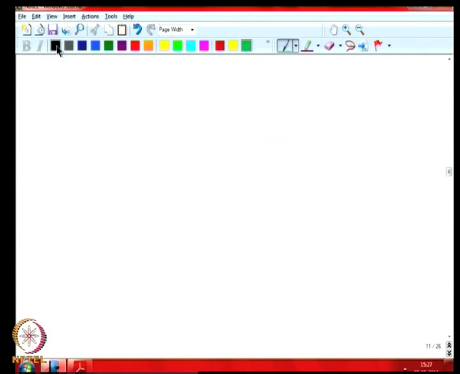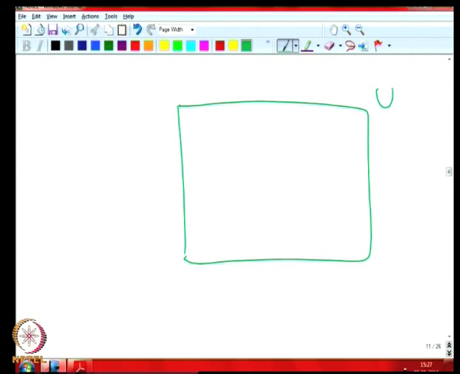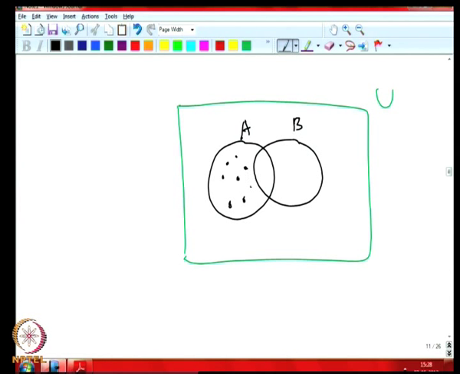I will draw a picture and illustrate it. Let this be the universe U. Now, you can draw two sets A and B, typically like this. These are all members of A. These are members of A in A minus B, namely those which are in A but not in B. These are members of B and A together, in A intersection B, and these are members of B. And then there are members outside it also.